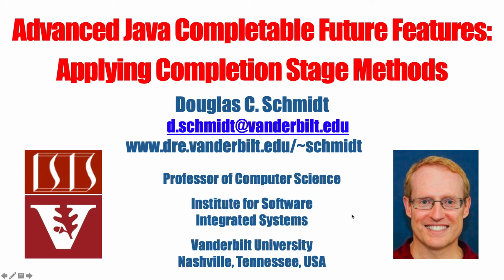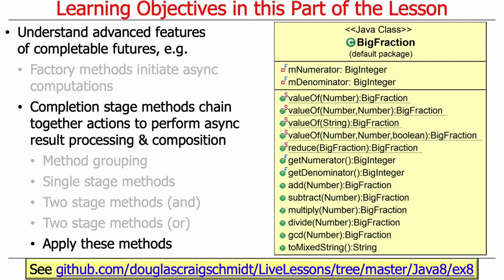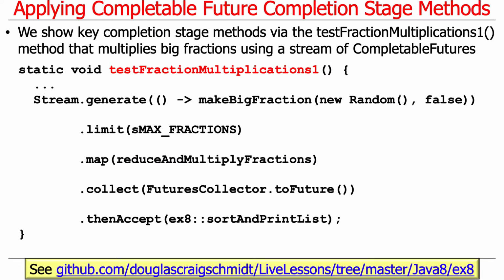So now that we've looked at a whole bunch of completion stage methods, let's take a look at an application of these in a more comprehensive way. And we're going to apply them in the context of big fractions in order to show how you can chain together these dependent actions with completion stage methods to process the results of asynchronous operations and compose things together. And this example is the EX8 folder, as we've seen before.